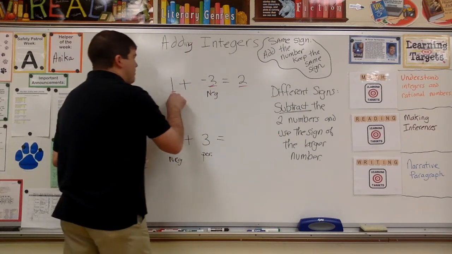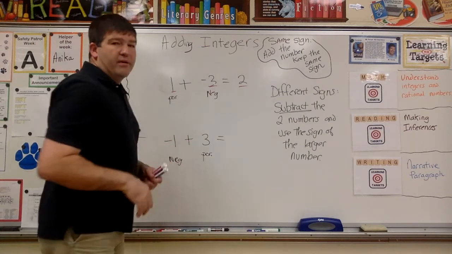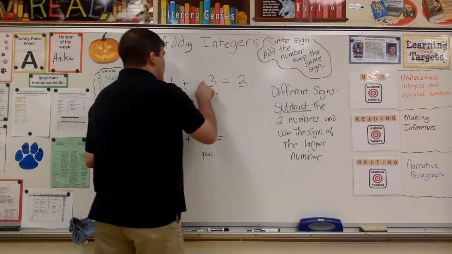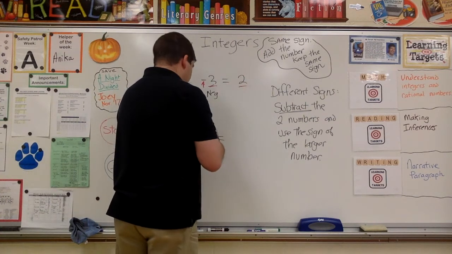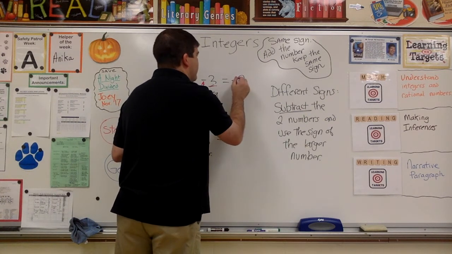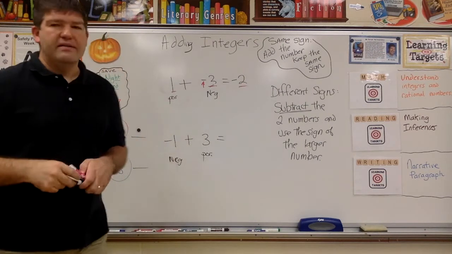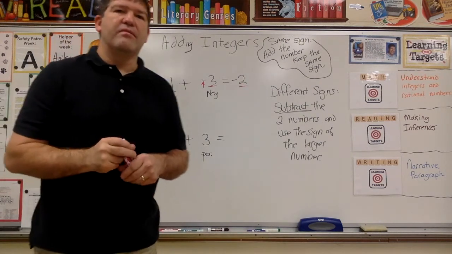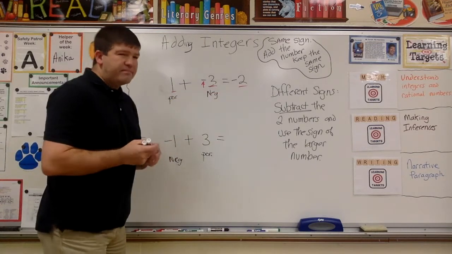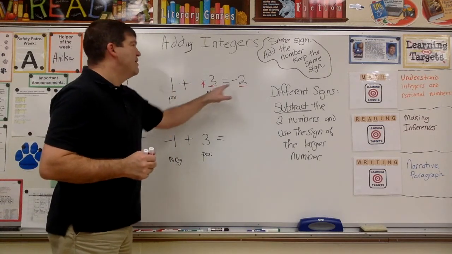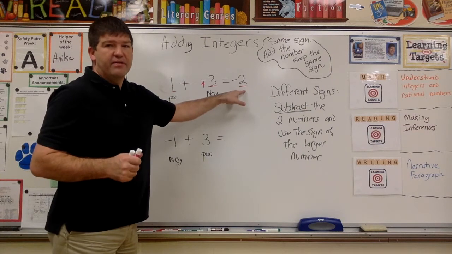I have 3 and I have 1. Which is bigger, 3 or 1? 3 is. So then I look and I'm going to use that sign. So I bring over the negative. 1 plus negative 2 gets me negative 3. Or negative 2, I'm sorry. 1 plus negative 3 gets me to negative 2.